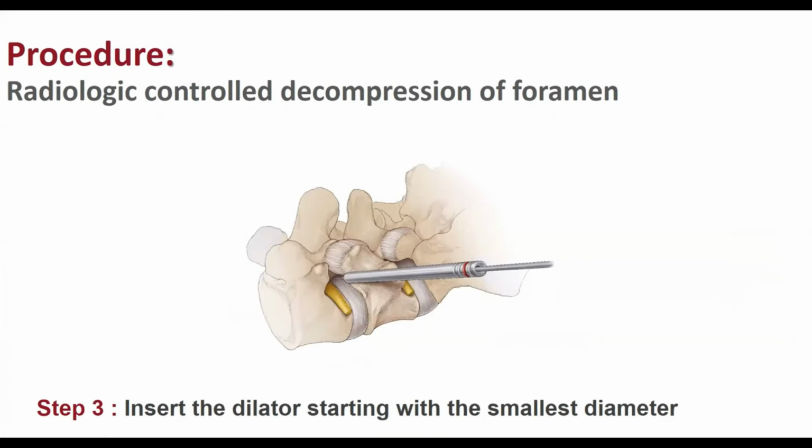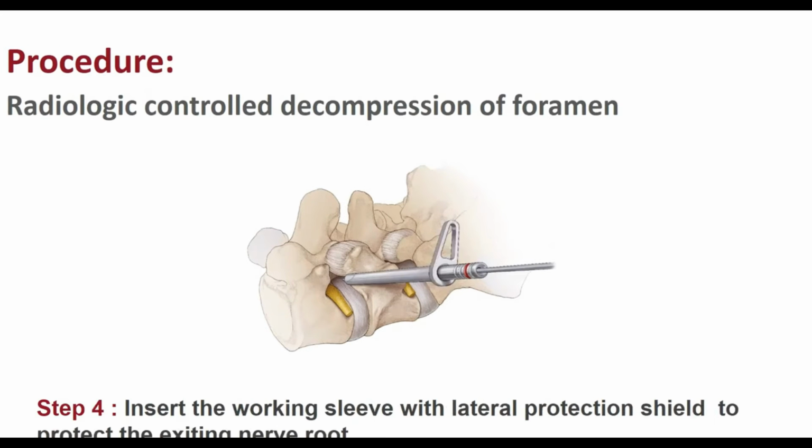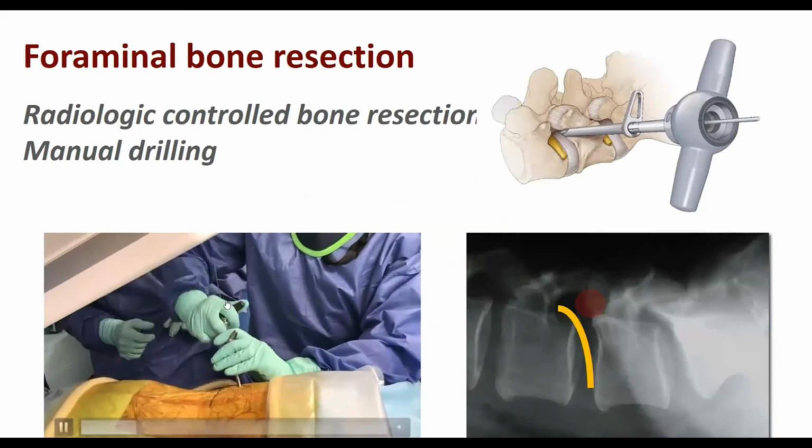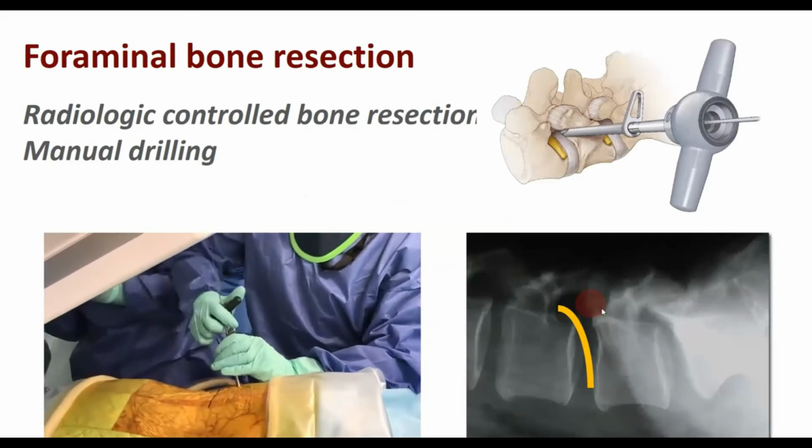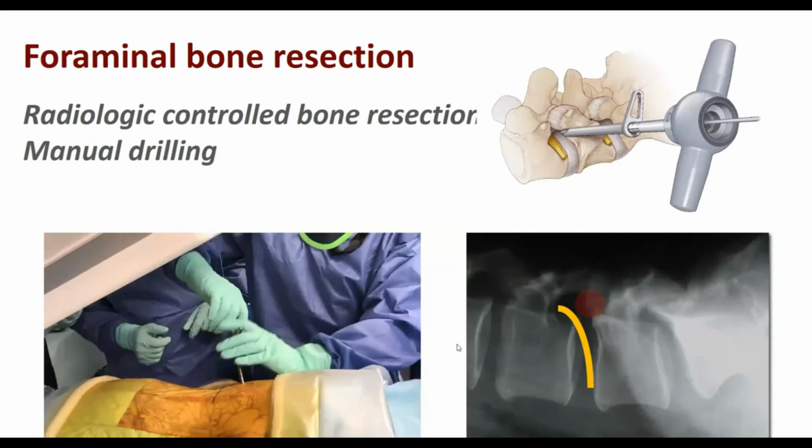We start with the smaller one and then we switch to the bigger one. Then we drill step by step from smaller to bigger. Then we do it like this under the fluoroscopy with the drill. We can resect that part. Be careful here with the manual drilling system.